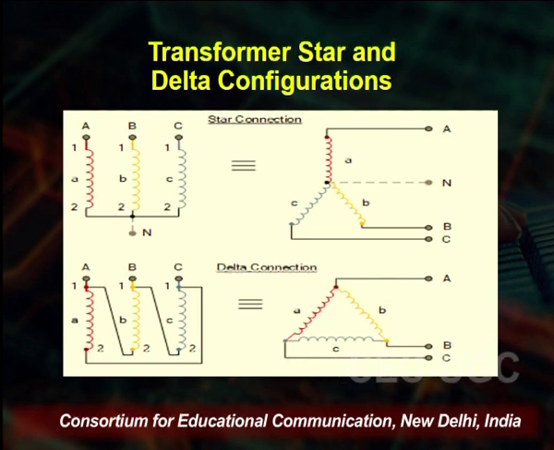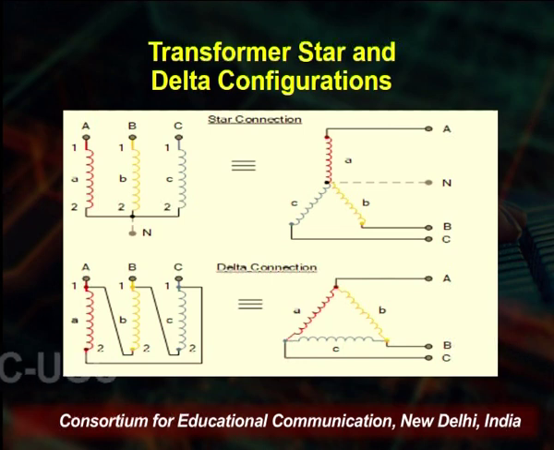You see on the screen how it is defined. It is easy to understand that A, B, C are the primary, and then small a, b, c are the secondary. On the left hand side it is connected as a star, and on the right hand side the delta connection can be done. So, on the right hand side you can see the star connection and the delta connection.